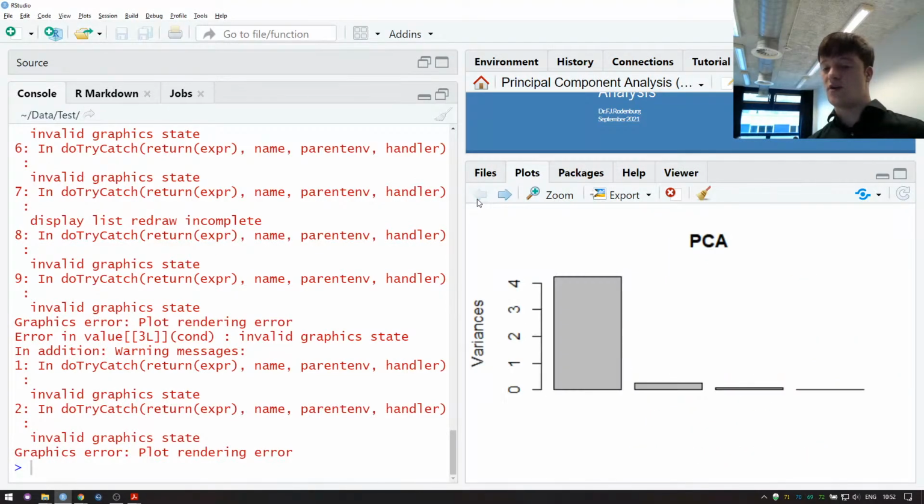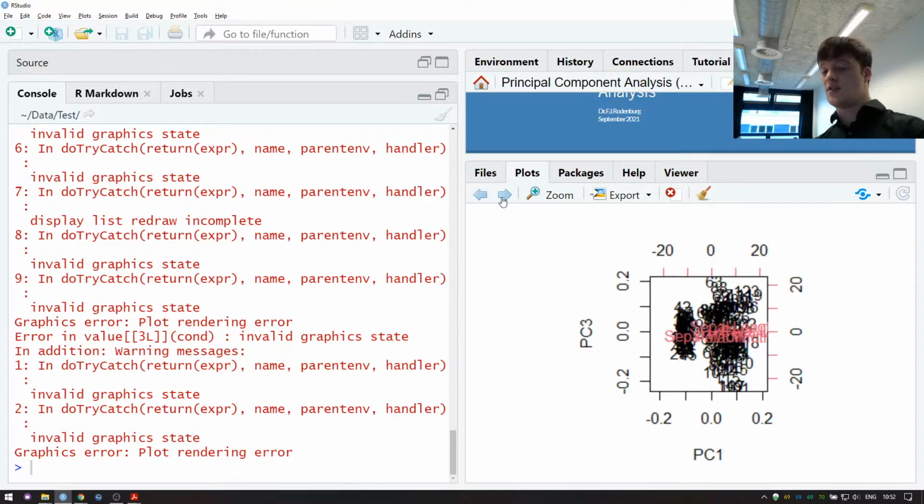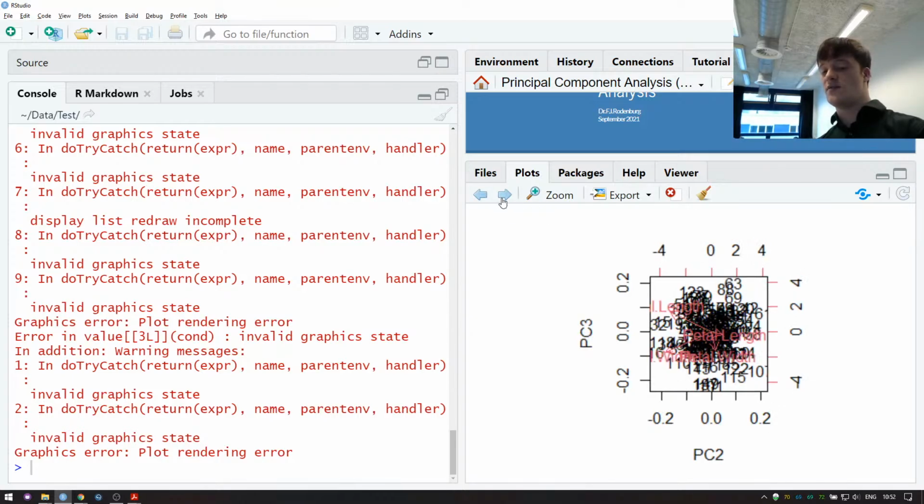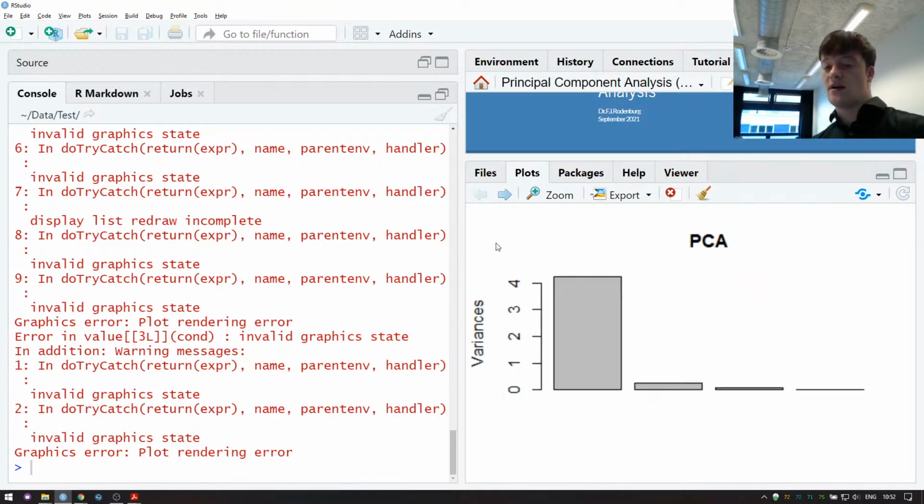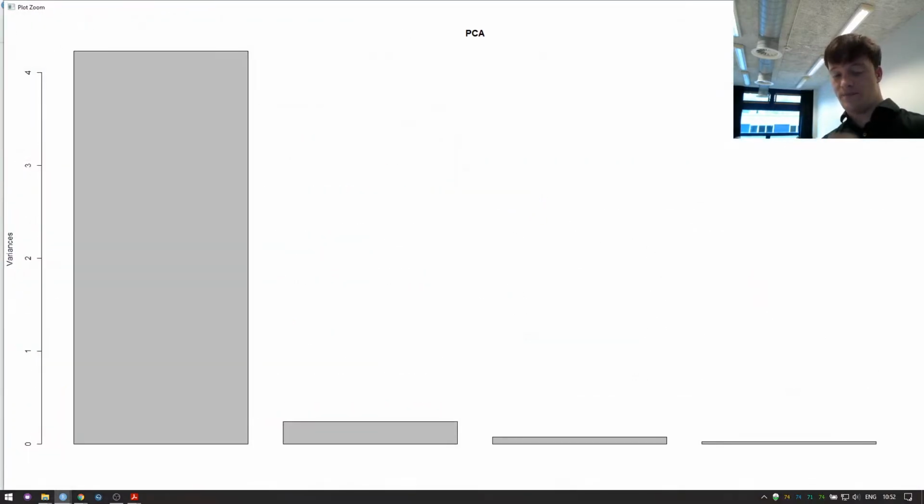So this is PC1 versus 2. This is PC1 versus 3, 2 versus 3. And also we get a scree plot. So anyone remember what this one says? This is the default one, so it doesn't come with numbers. But what does it say? No hand? Yeah, this is the one with the elbow rule.